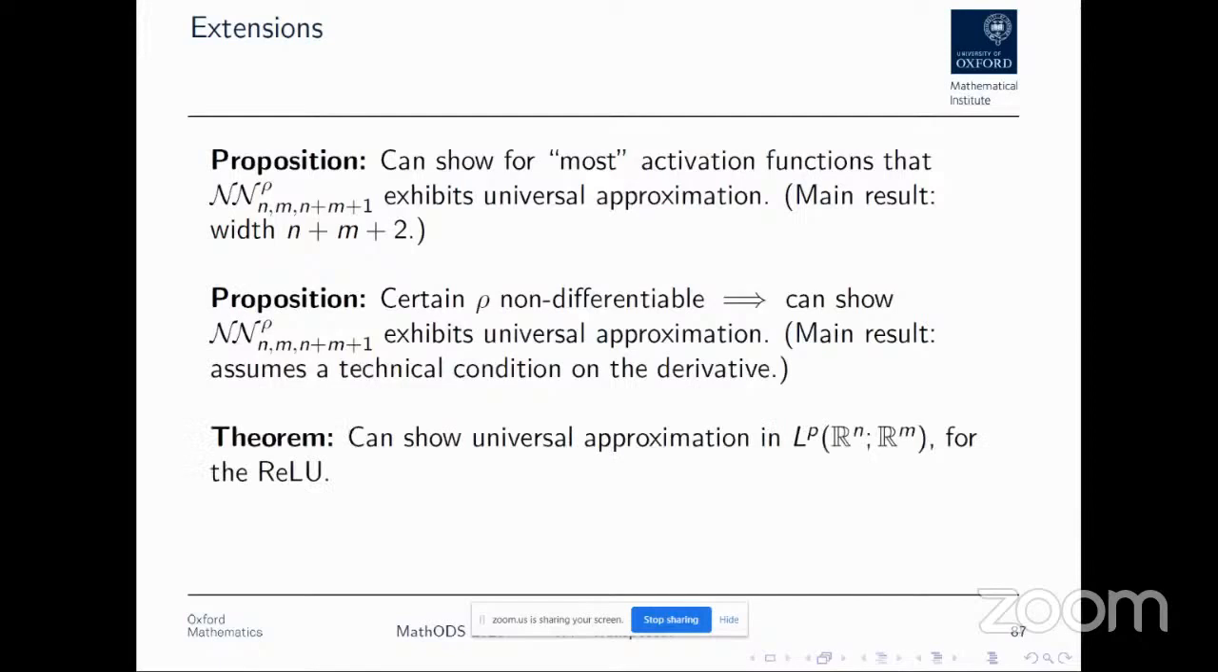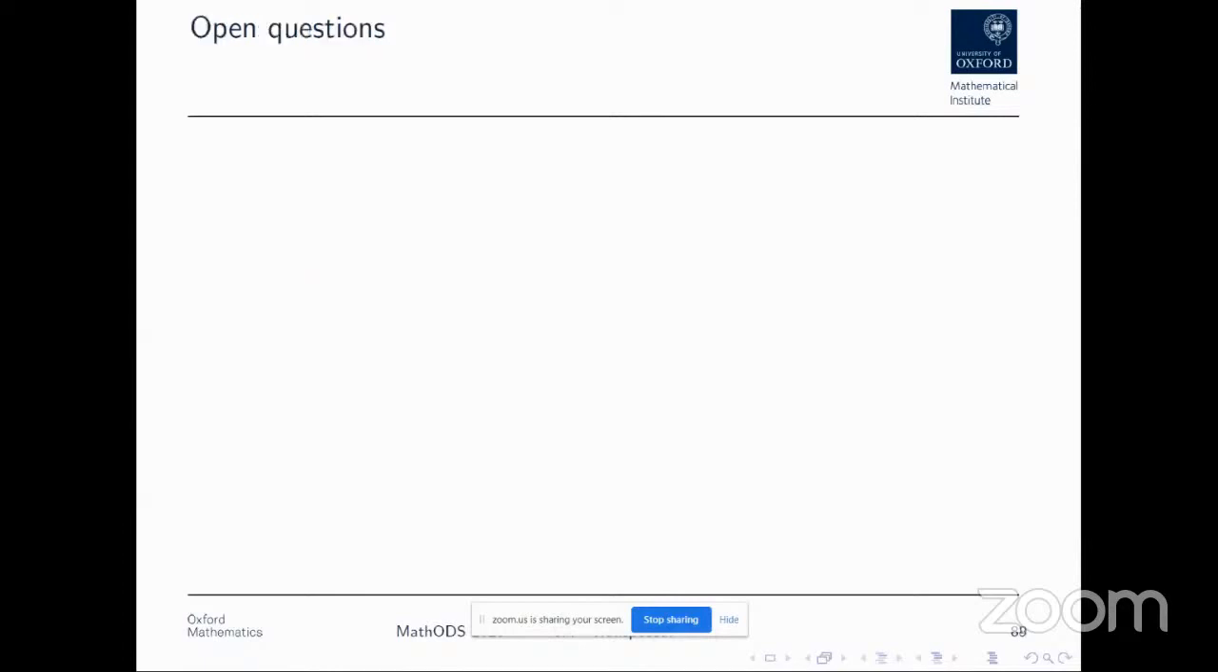And then also, as another result, this is the only time I'm going to be considering the ReLU in particular. For the ReLU, we can show universal approximation in L^p on R^n. The point I want to emphasize here isn't the L^p topology, but the fact that we have a non-compact domain R^n. I think that's really the interesting bit here. As you might recall, the main result was continuous functions on a compact domain. Okay, and as I said, I think these motivate some open questions.